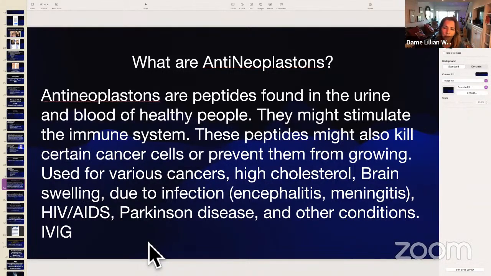In a clinical setting, we do use this as a protocol called IVIG. We use it for various cancers, high cholesterol, brain swelling due to any type of infection in the body, including encephalitis, meningitis, HIV, AIDS, Parkinson's disease, and a whole myriad of other conditions.